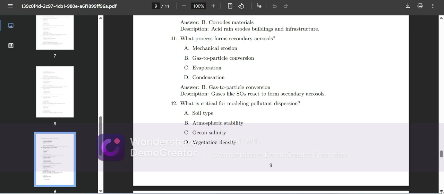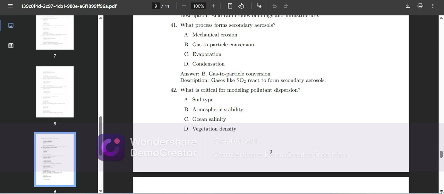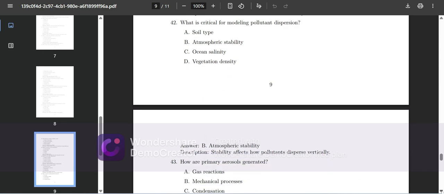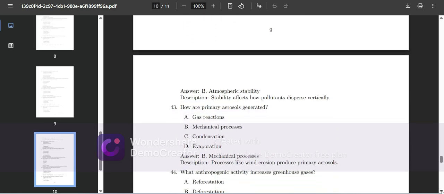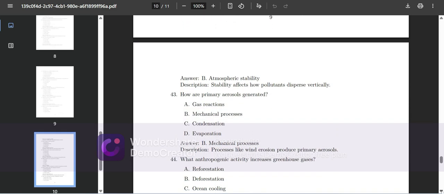What is critical for modeling pollutant dispersion? Atmospheric stability. Stability affects how pollutants disperse vertically.